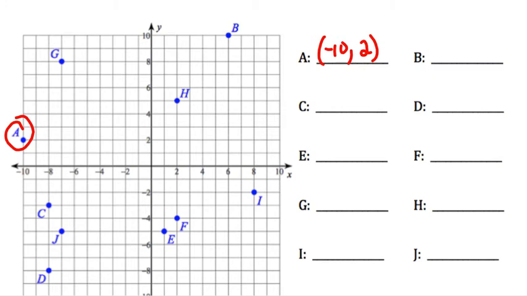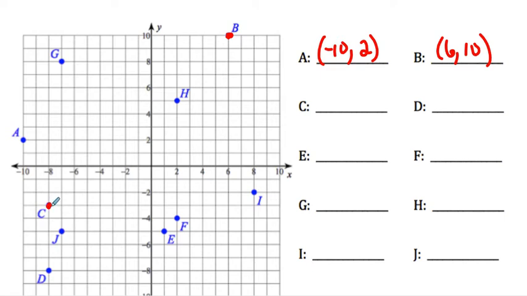Okay, so the y coordinate was 2. All right, B, where is B at? Well, B is way up here. Okay, here's B. So the x coordinate is 6. Follow that line down. The x coordinate is 6. And the y coordinate is 10.